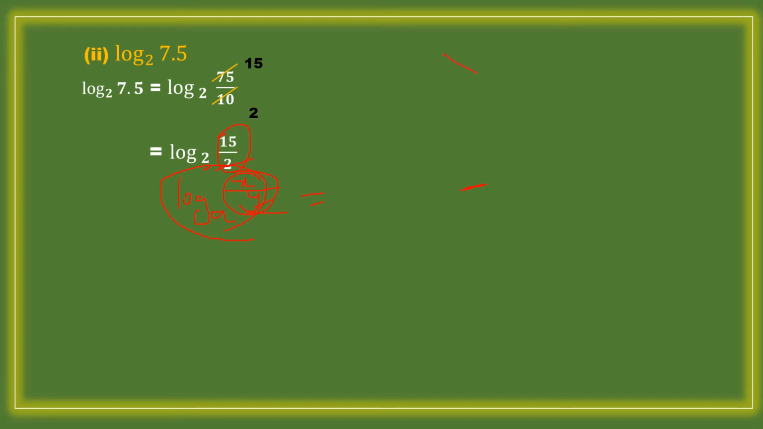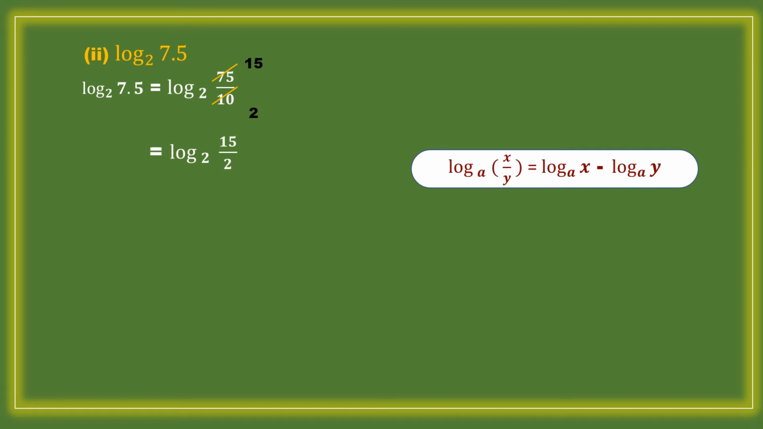Multiplication means the logarithm will be distributed as plus. If it is divided, the logarithm will be distributed as minus. You should remember this, don't confuse. So we should use this property here: log x by y equals log x minus log y. Here x means 15, y means 2.